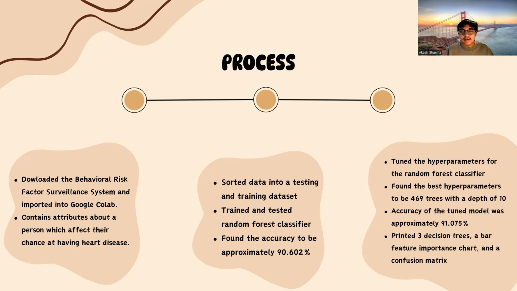I then sorted this data into a training and testing dataset, and I trained and tested the random forest classifier, or the AI model that I used. I'll talk more about this later. And I found that accuracy to be approximately 90.6%. I then tuned the hyperparameters for the random forest classifier and found the best hyperparameters to be 469 trees with a depth of 10. I also found the accuracy of this tuned model, and I found that it was approximately 91.1%. I also printed 3 decision trees, a bar feature importance chart, and a confusion matrix.